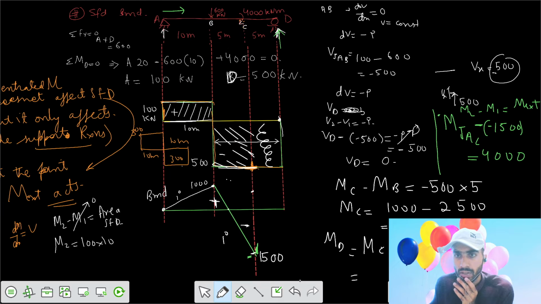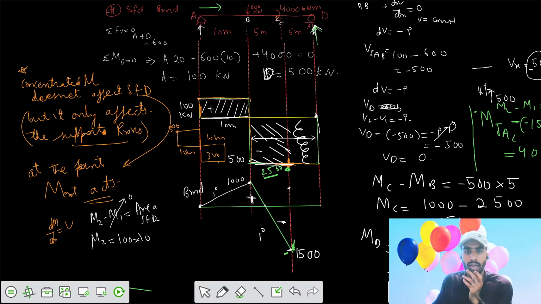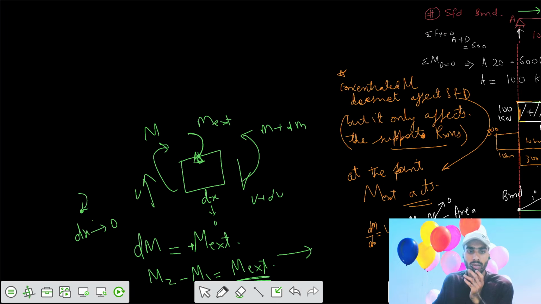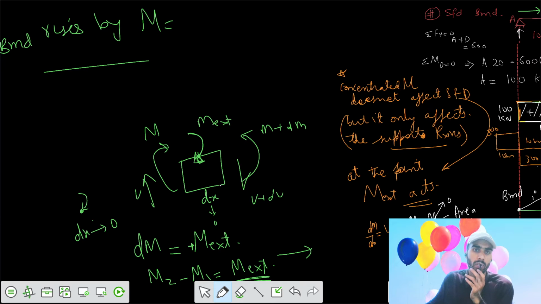So we can write moment just after C is 2500 kilonewton positive. So this is your 2500 kilonewton, and we can say it rises by an amount of M external. So your BMD rises by a moment equal to M external if the M external is acting in the clockwise direction.